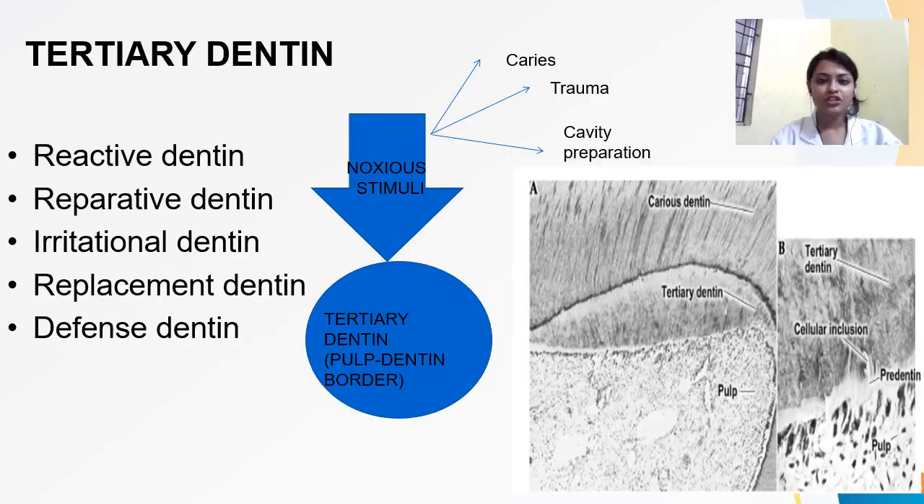Now coming to the tertiary dentin. Tertiary dentin can also be called reactive dentin, reparative dentin, irritational dentin, replacement dentin, or defense dentin. So many names are there to describe the tertiary dentin.